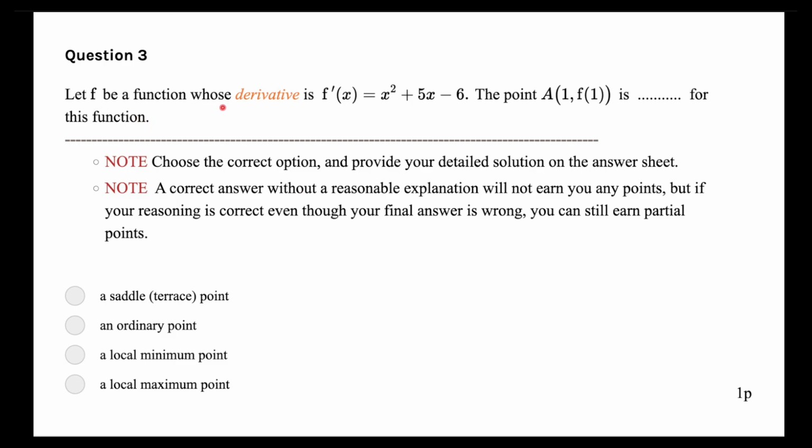Let f be a function whose derivative is given. F prime of x is x squared plus 5x minus 6. The point A with x coordinate 1 and y coordinate f of 1, whatever f is for this function, is it a saddle point, an ordinary point, a local minimum point, or a local maximum?